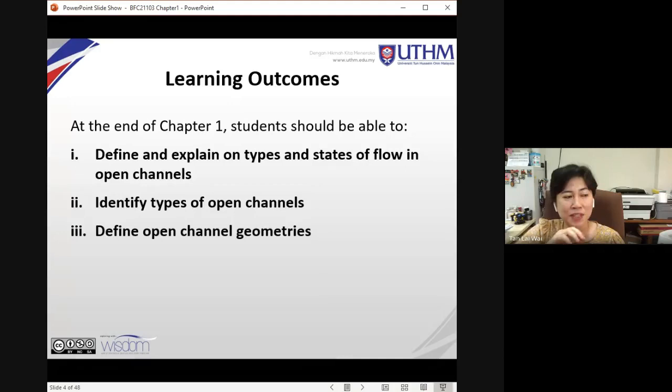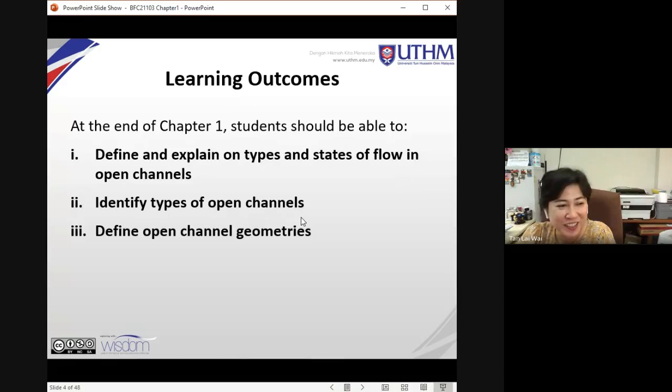Identify types of open channel. In this chapter we are also going to look at that, and then we also define open channel geometry. That means you have to do some calculation about the hydraulic radius, area of flow, wetted perimeter and such. Alright. We have different types of open channel, and we are going to look at them.